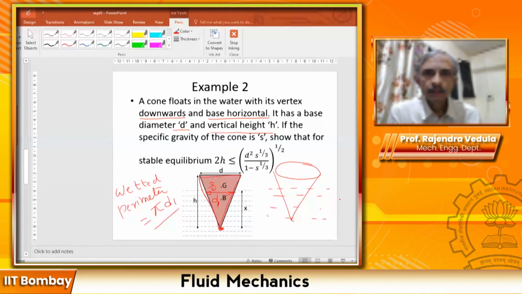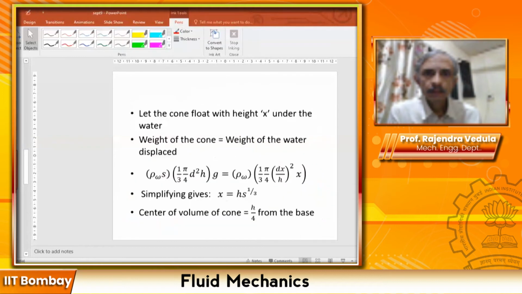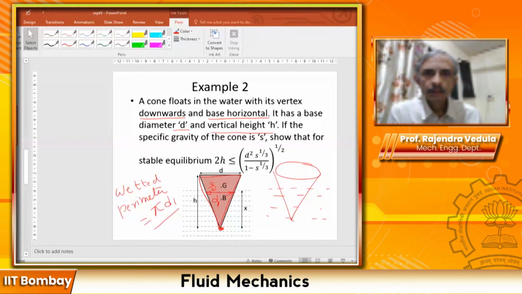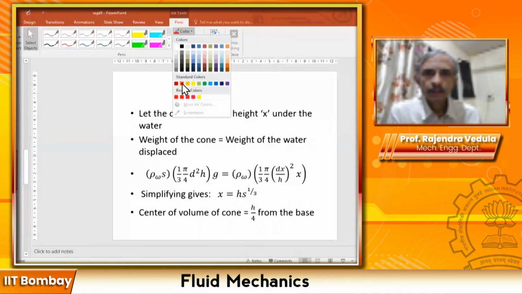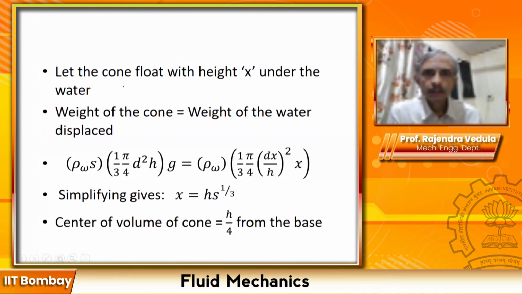All right. So the first thing that we need to do is to say that now the cone is floating, and let the cone float with height x under water. So this is my cone and this is x under water. What we need to first figure out is what this diameter is, and then we are going to get the moment.